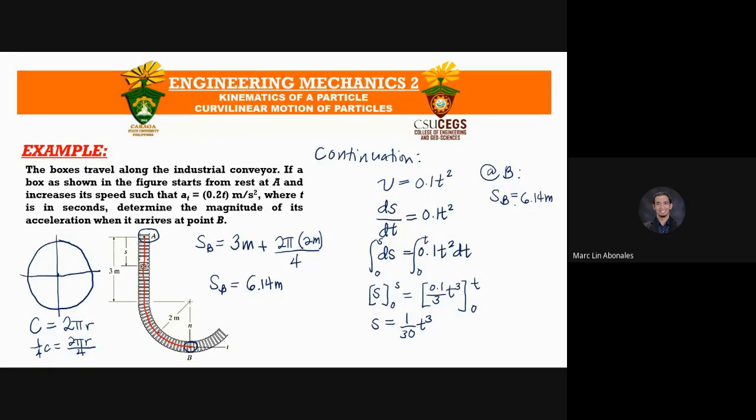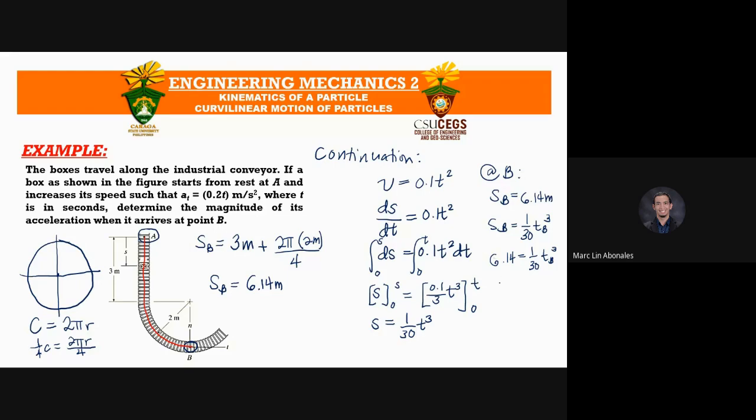So, that would be s_B is equal to 1 over 30 t_B cubed. So, we can determine the time when the box arrives at point B. That would be 6.14 is equal to 1 over 30 t_B cubed.